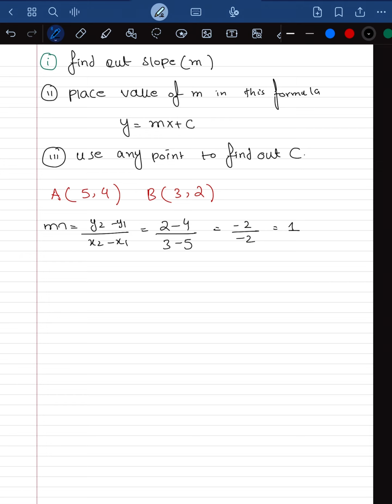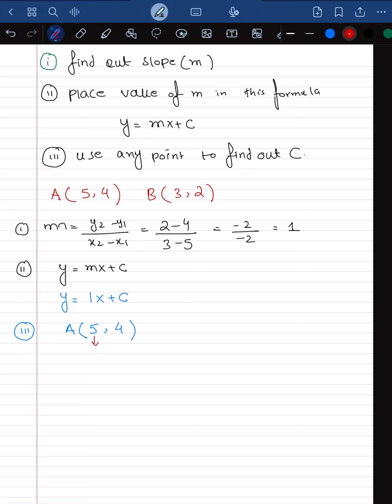so the slope is 1. Now we do the second step, place this value in y is equal to mx plus c. The value of m is 1, so this equation will become y is equal to 1x plus c. Now the third step, in the third step we will calculate the value of c, so we can use point A or B. Let's say I am using A; whether you use point A or B, you will get the same answer. Let's say I am using point A, 5, 4.